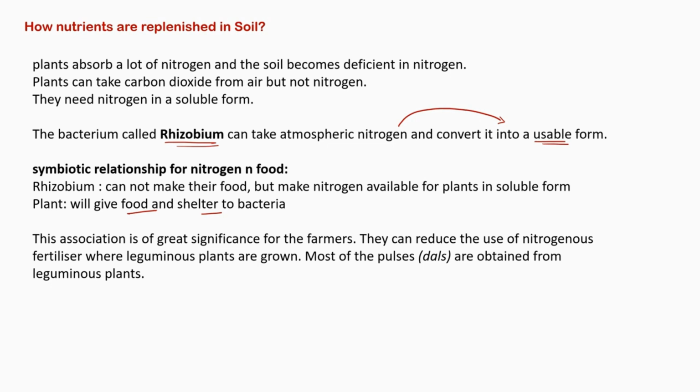And this association has great significance for the farmer because they can reduce the use of nitrogenous fertilizer. They can grow these legume plants, which will increase the level of nitrogen in the soil. And again the soil will become rich with nitrogen without the use of artificial and chemical fertilizer. So this is a natural mode by which nature is replenishing all the nutrients back to the soil. So the soil will again have some nitrogen, which plants will take up for their use without the use of artificial fertilizer.